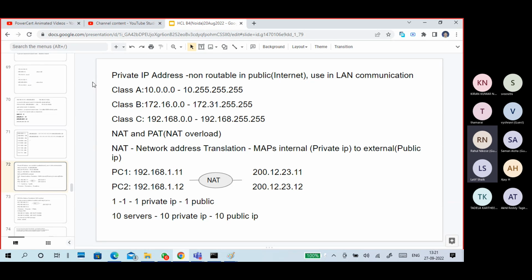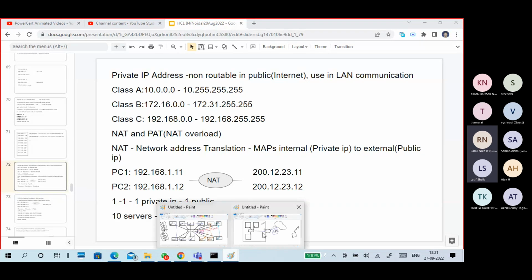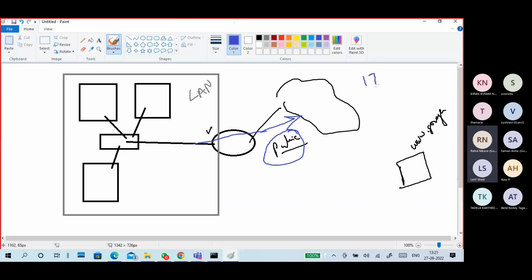Class B: 172.16.0.0 to 172.31.255.255. It means 172.16, 172.17, 172.18, all those networks.